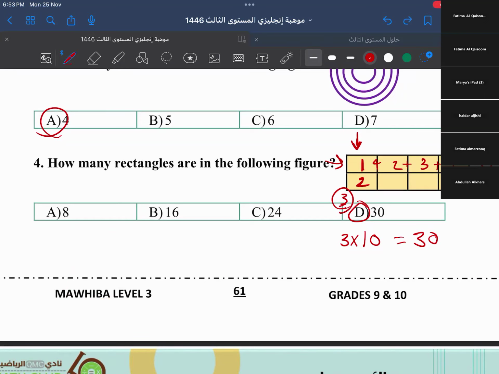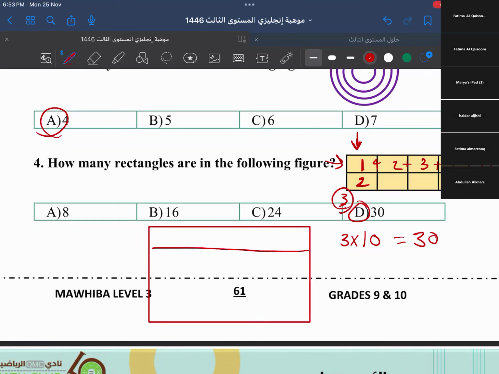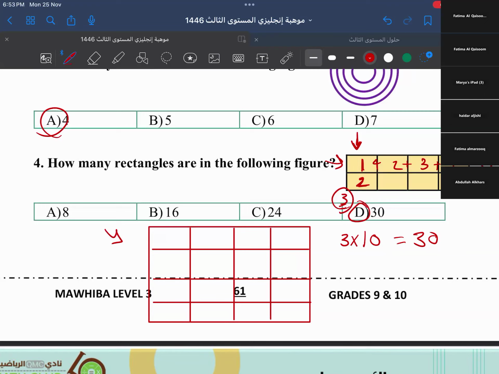Okay, so that's actually not a rectangle. Okay. So now how many rectangles am I gonna have in this shape? Who wants to try? Yes, Fatima?